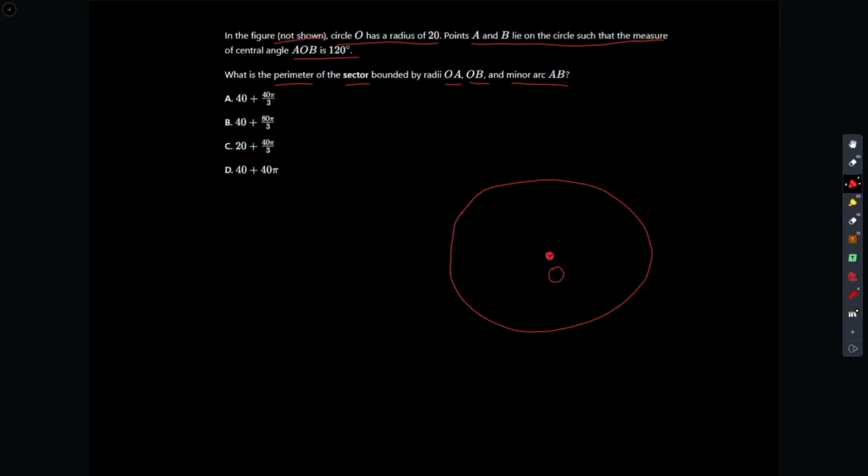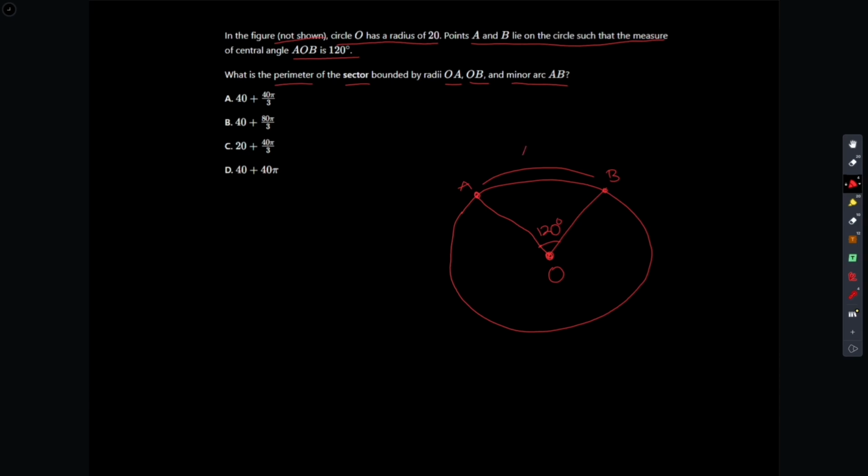That means that the center of the circle is O. And then it says that A and B lie on the circle, so I'll put 2 points A and B. Now I'll just draw in this angle that we can call roughly 120 degrees. It may not be perfectly accurate to what 120 degrees might look like on an actual circle, but for our purposes in this question, that's totally okay, because we're just trying to find the perimeter of this sector right here.